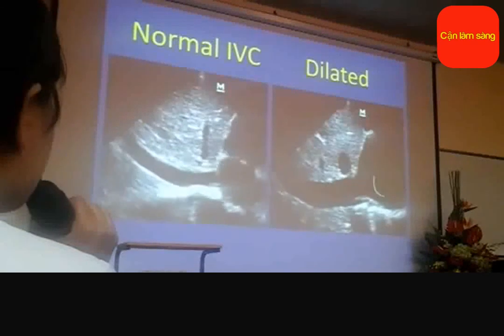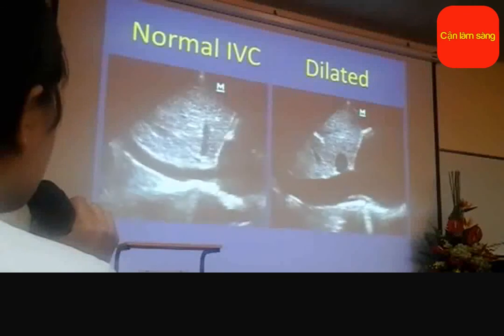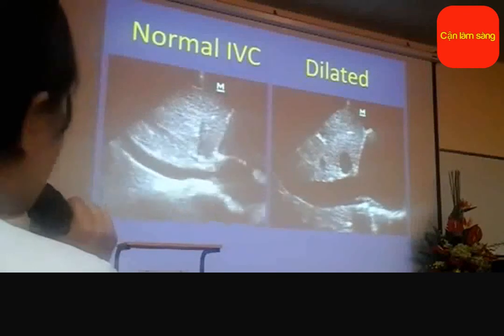This would indicate high right atrial pressures, maybe from tricuspid regurgitation, maybe from cardiac tamponade.